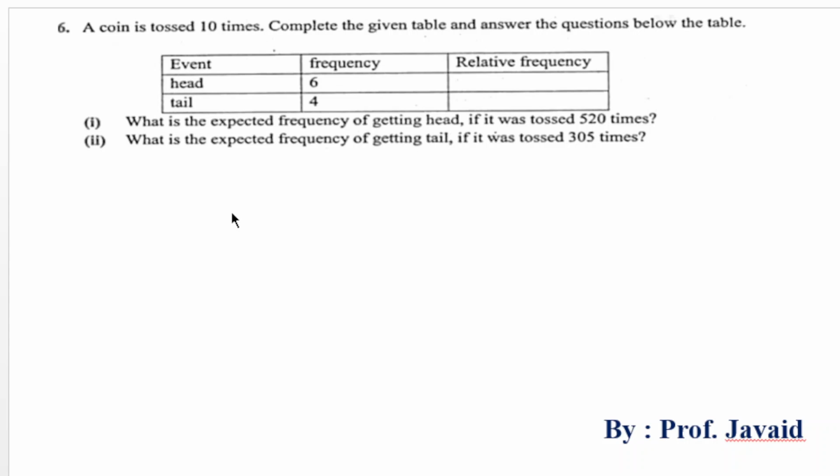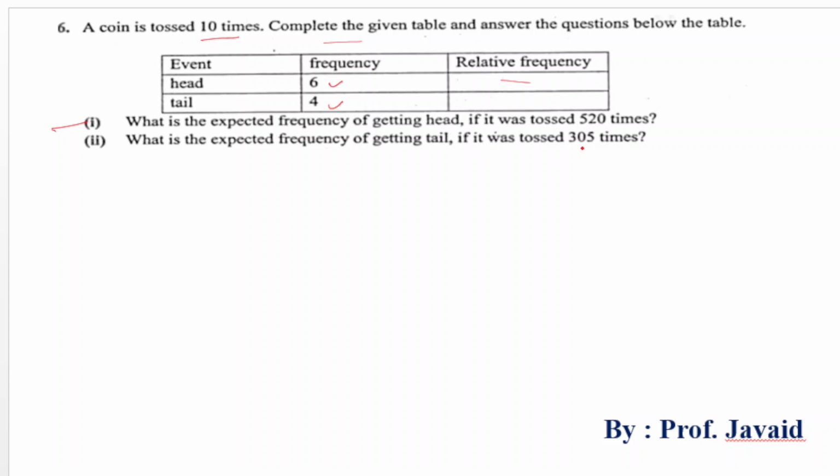So, these are regarding probability, important question. So, let's start this question. This question is also easy. A coin is tossed 10 times. You should know that 6 plus 4 is 10. So these are the total outcomes. Complete the given table, relative frequency we have to tell. The first part is: what is the expected frequency of getting head if it was tossed 520 times? What is the expected frequency of getting tail if it was tossed 305 times?